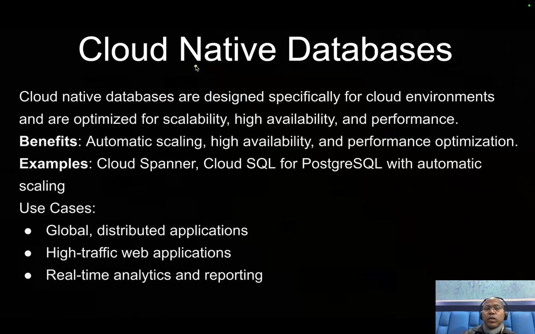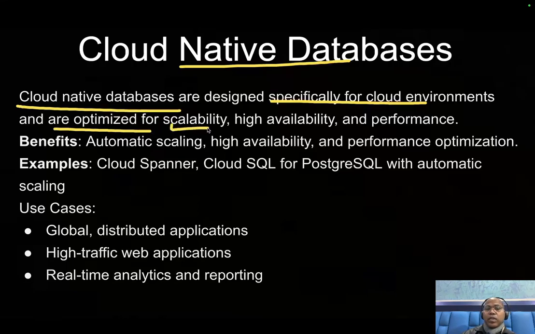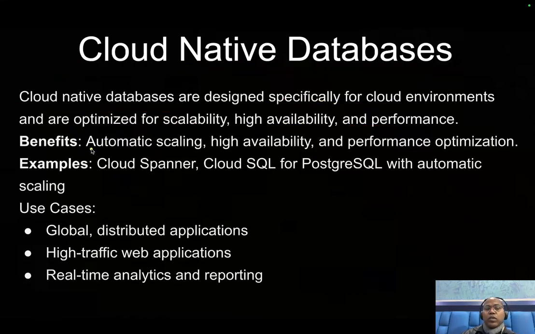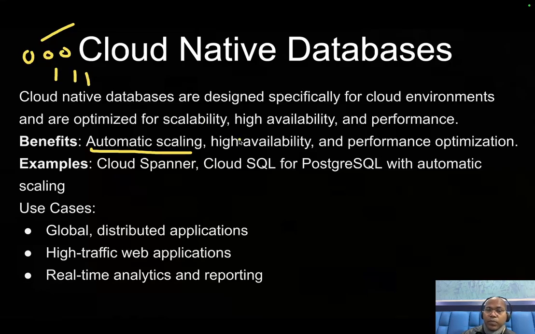If you talk about cloud native databases, they are designed especially for the cloud environment and are optimized for scalability, high availability, and performance. Because they are cloud databases, they support an auto scaling feature, meaning your database will automatically scale, maybe horizontally or maybe vertically. So they support highly available and performance optimized databases, because they are in the cloud.